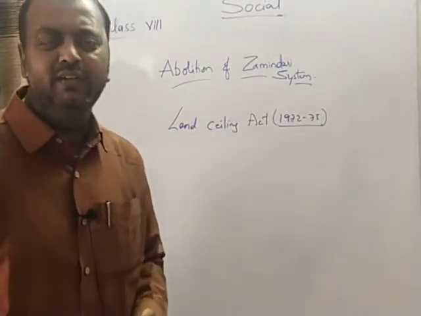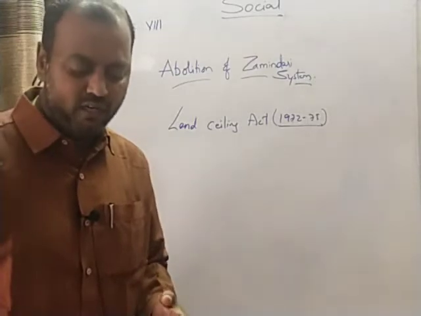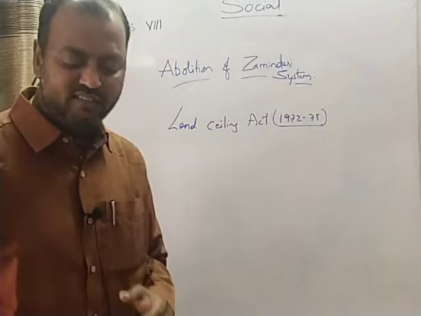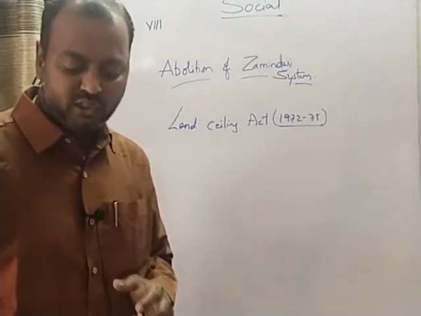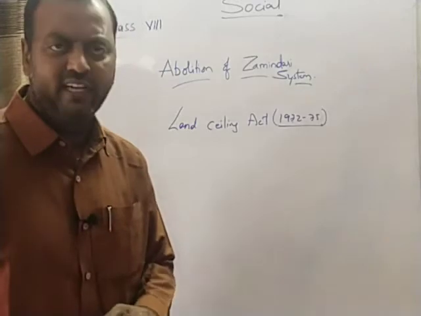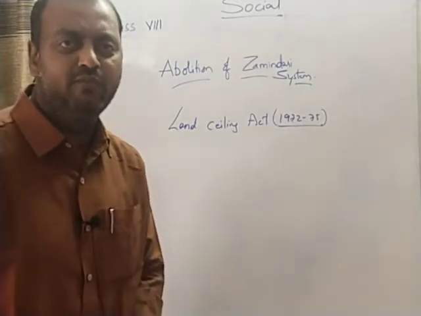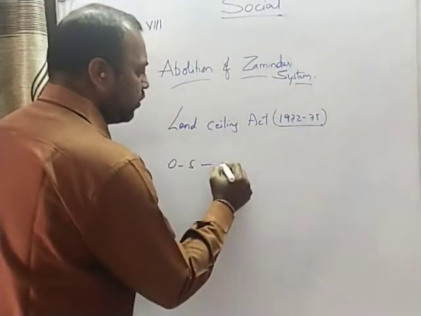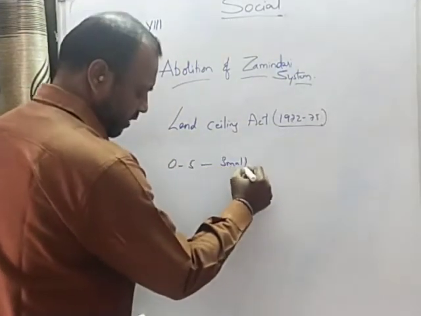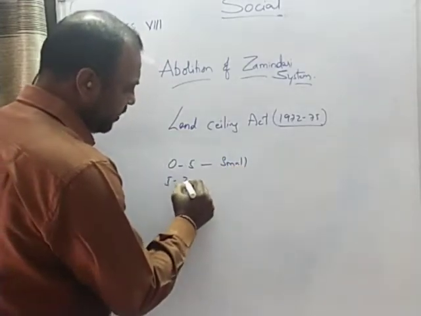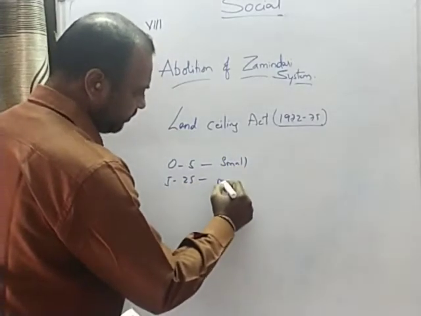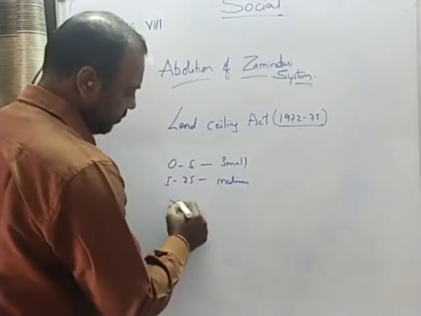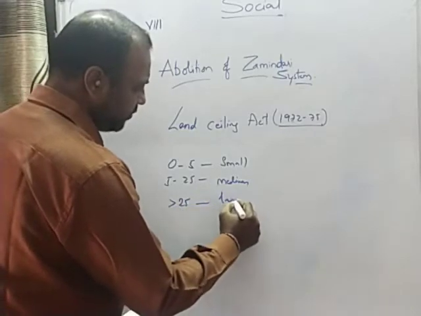If you look at the table given in the textbook, children, that is from the small landholders to the large landholders. In 2005-2006, the share of the small farmers, like who is called as the small farmers? Small farmers mean those who own from 0 to 5 acres are called as small, and those who own from 5 to 25 are called as medium, and those who own more than 25 acres are called as large farmers.